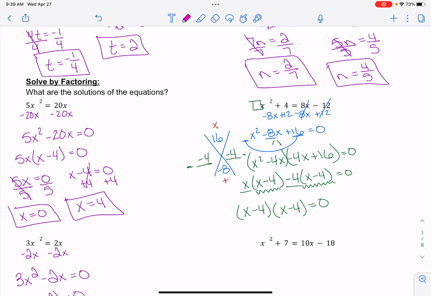And then finally, our last step, because we are trying to find the solutions, that means we have to set x minus 4 equal to 0. Both of these parentheses are the same, so we do not have to do it twice. We just have to do it one time. We add 4 to both sides, and we get x equals 4. You do not have to write x equals 4 twice, just the one time is plenty.